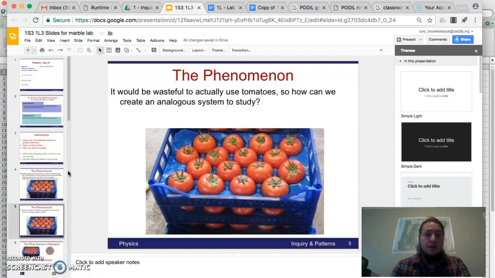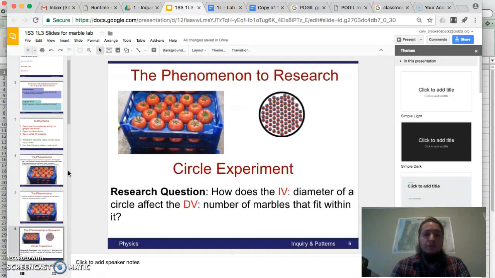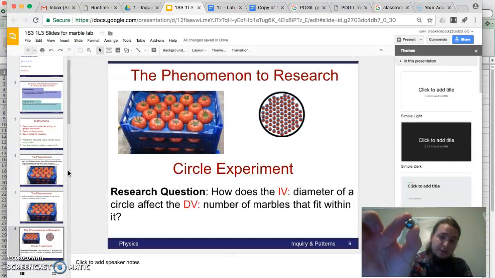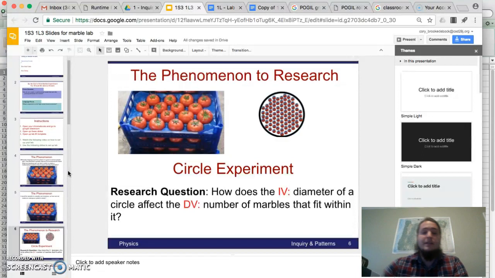So for this lab, what we're going to use is little marbles here. So you can see them here, little marbles, and we're going to see how do the marbles pack, because a marble is similar to a tomato. They're both spherical or roughly spherical. So if we can figure out how marbles pack, we could then generalize it to our case of the tomatoes, of how they pack in a crate here.